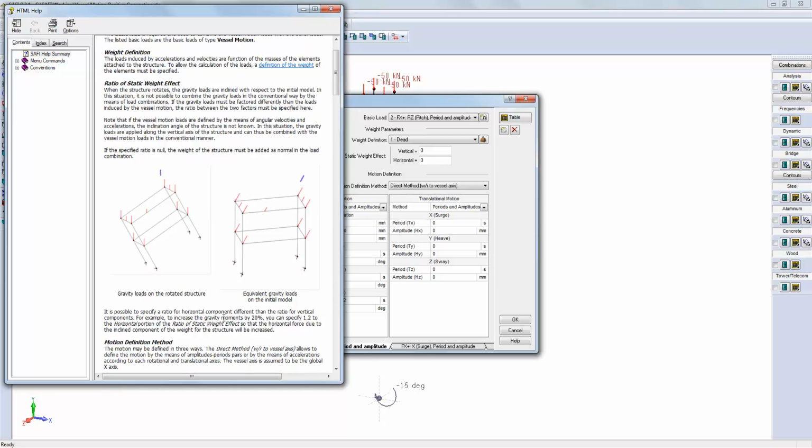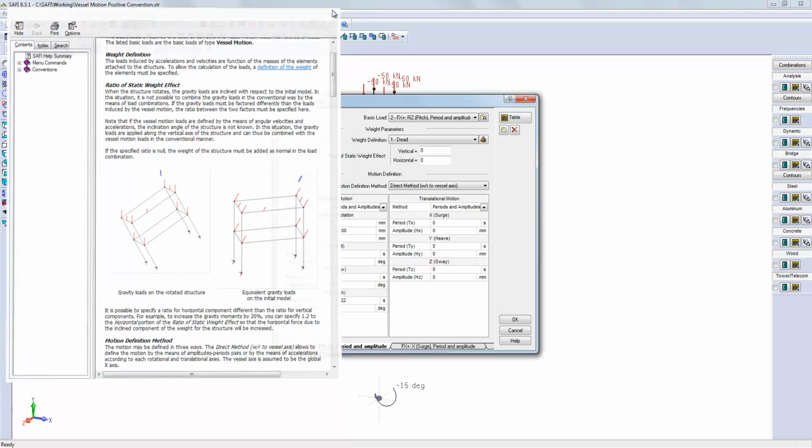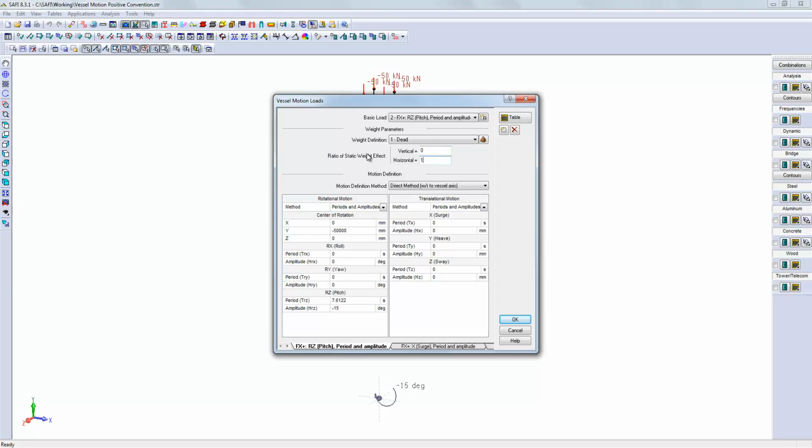In the code, there is a clause that specifies where you need to increase the horizontal component of the weight and can do so by 20%. You could do that directly from here by defining the horizontal component. If you need to include the vertical weight directly inside the vessel motion, you will put here a factor of 1. That means, if you include those here, they will be directly inside the vessel motion. When you create a load combination, you will not have to add the weight another time since the weight has already been included in the vessel motion.